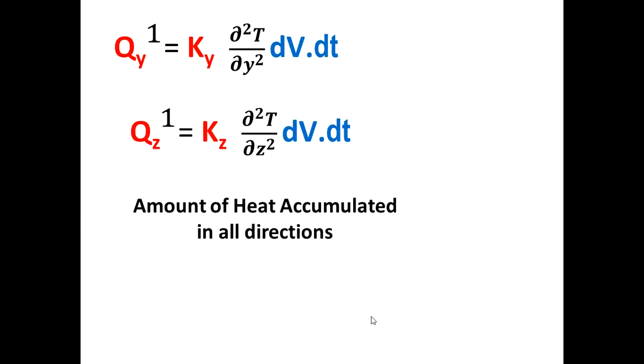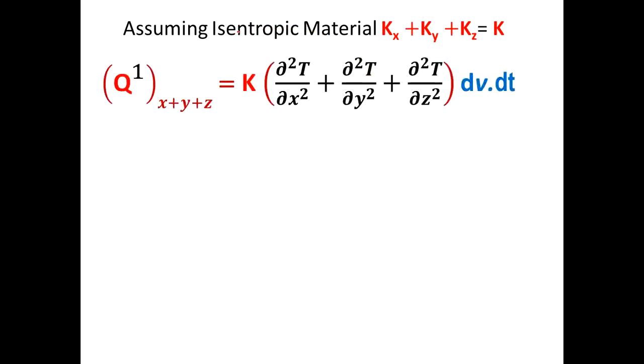Similarly, directly write qy dash and qz dash. You summate all the things in the three directions: amount of heat energy accumulated in all the directions. Assuming isotropic material. Isotropic material means the thermal conductivity of the material is constant in all directions. Kx, Ky, Kz will be constant. Therefore, the equation will turn out like this.